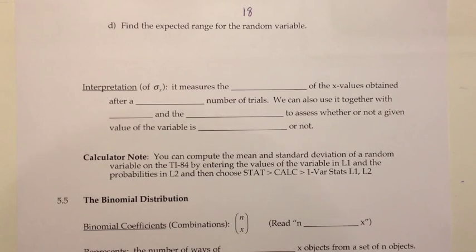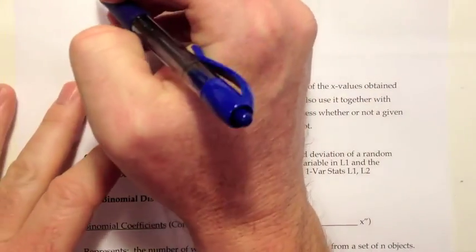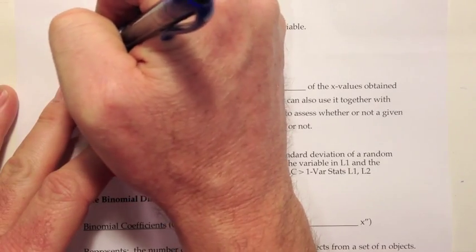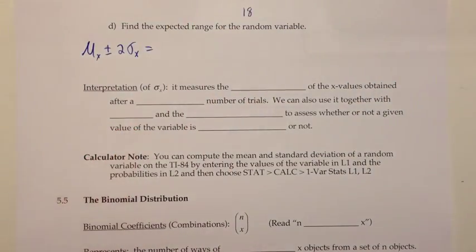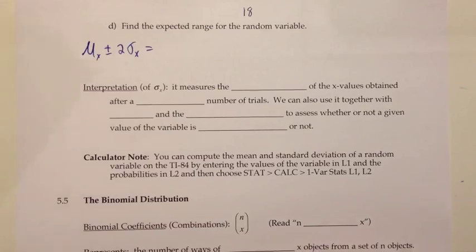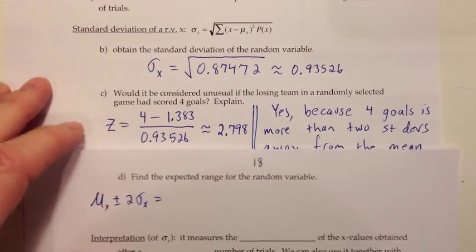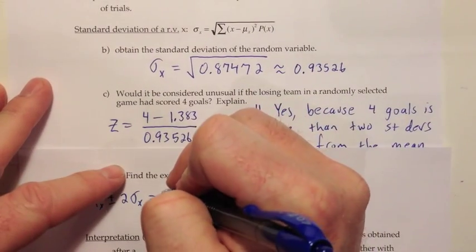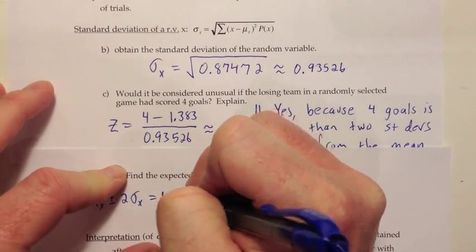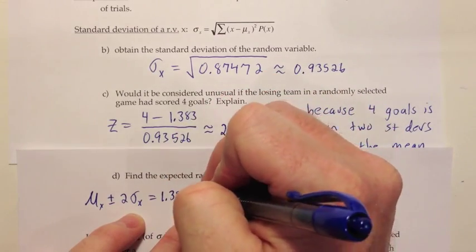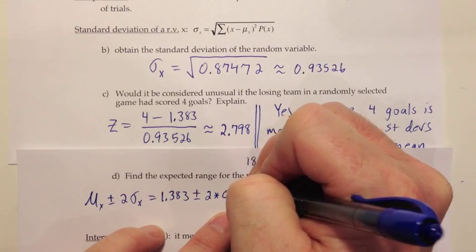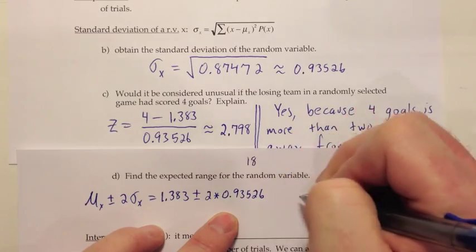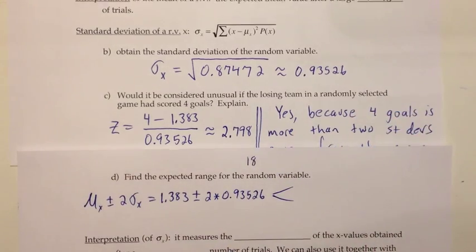Alright, continuing on with that previous example, they want us to find the expected range for the random variable. And so to do that, I would want to take the mean and add and subtract 2 standard deviations of that mean to get the boundaries for things that are 2 standard deviations away. And so just bringing in our work from the previous page, the mean was 1.383 and the standard deviation was 0.93526, so plus or minus 2 times 0.93526. And I'll do that with a minus and a plus to get the two boundary numbers.